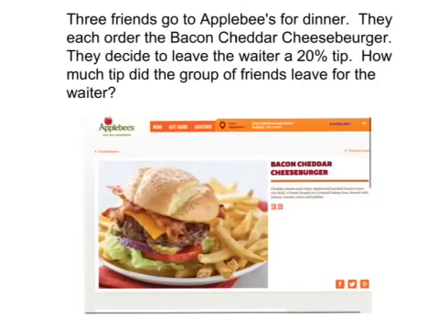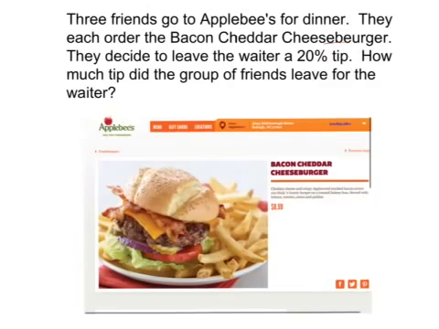Next, 3 friends go to Applebee's for dinner. They each order the bacon cheddar cheeseburger. They decide to leave the waiter a 20% tip. How much tip did the group of friends leave for the waiter? A lot of important vocabulary in here as well.